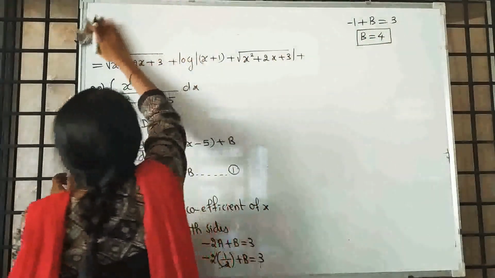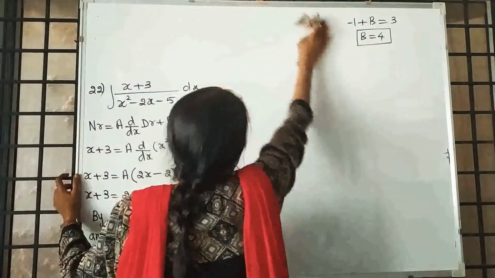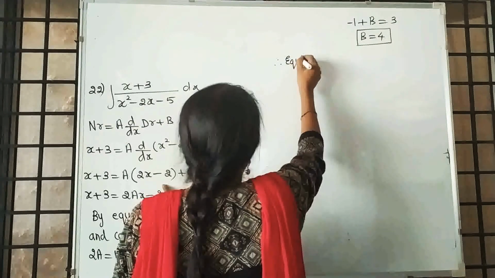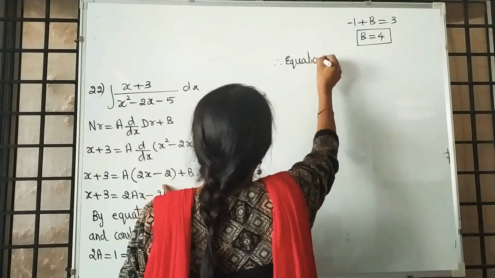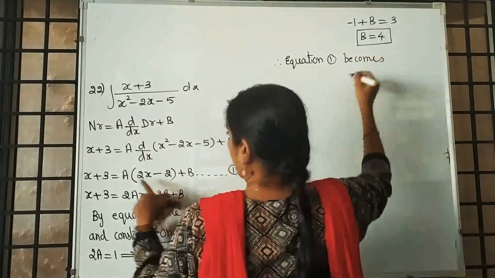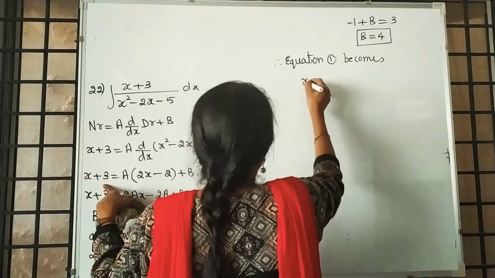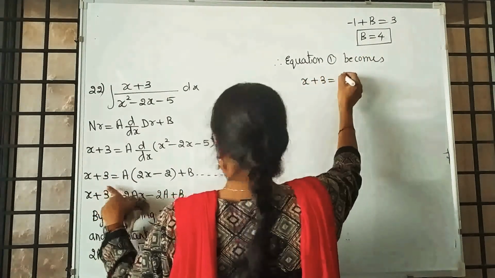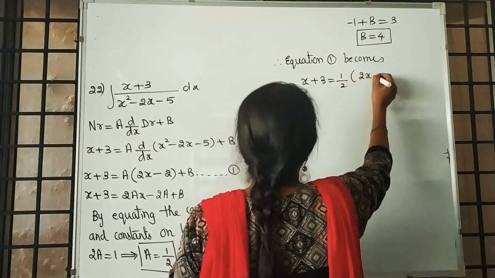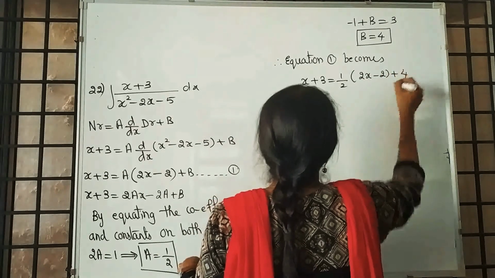Write down this value in the given integral. So first in equation 1. Therefore, equation 1 becomes x plus 3 is equal to 1 by 2 in the bracket 2x minus 2 plus 4.